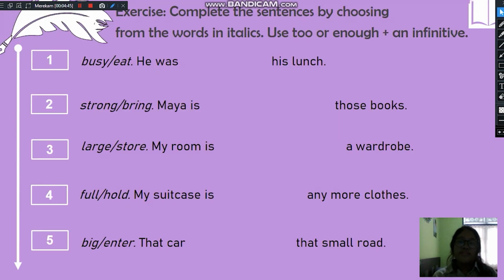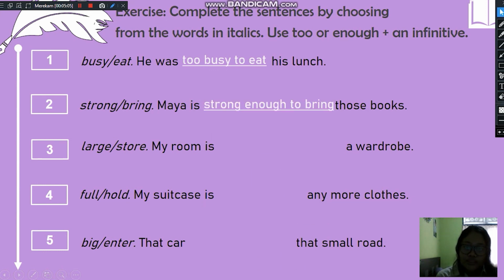And now for the exercise. Complete sentences by choosing from the words in italics. Use too or enough plus an infinitive. Number 1. The answer is too busy to eat. Number 2. The answer is strong enough to bring.